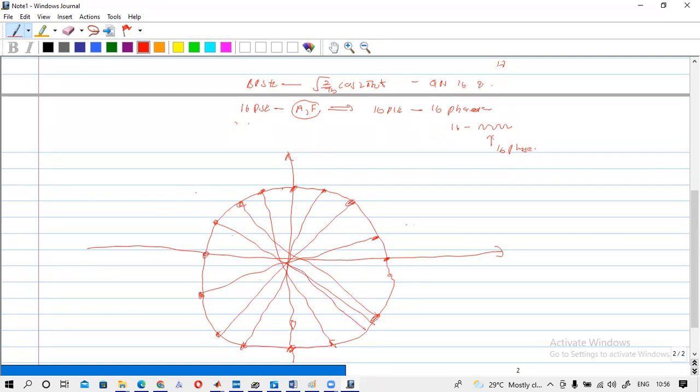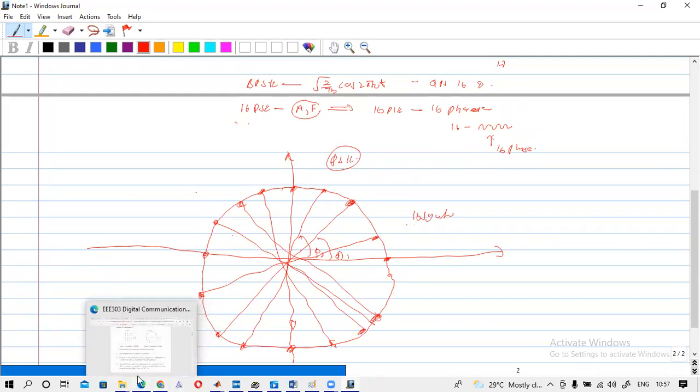Here we also have another symbol. Likewise we will have 16 symbols, 16 points. Each has a different phase. Here you have one phase, here another phase. So this is the PSK.